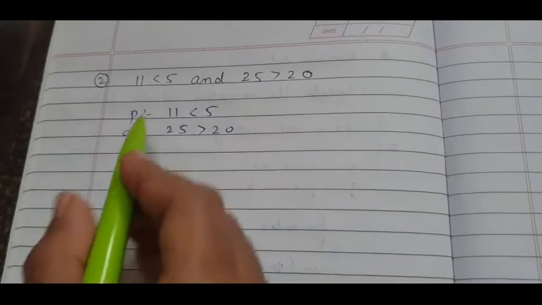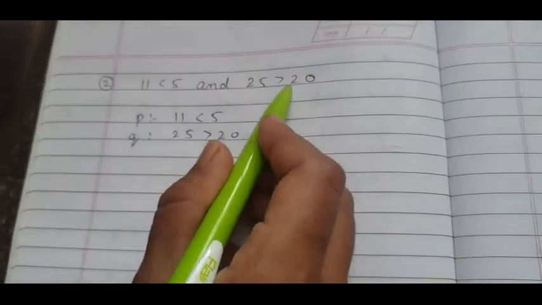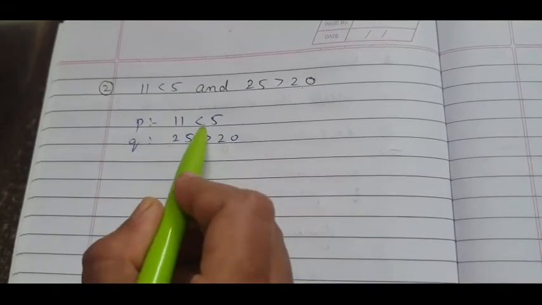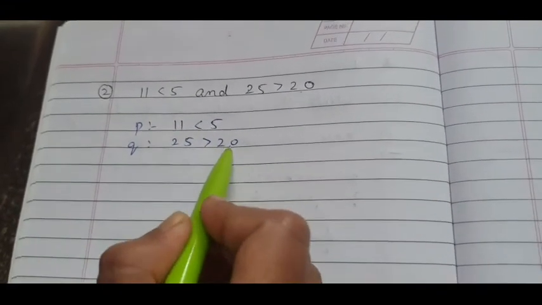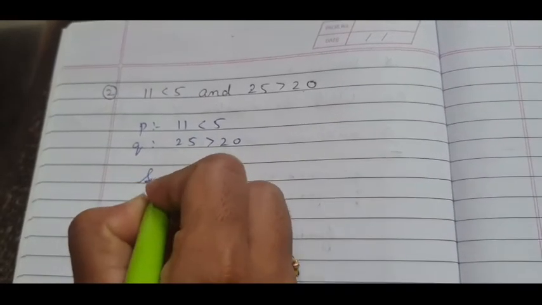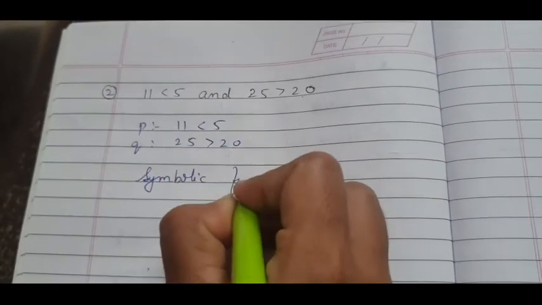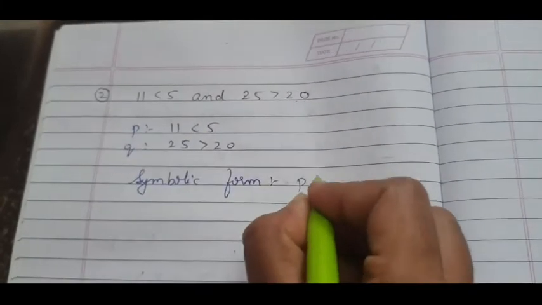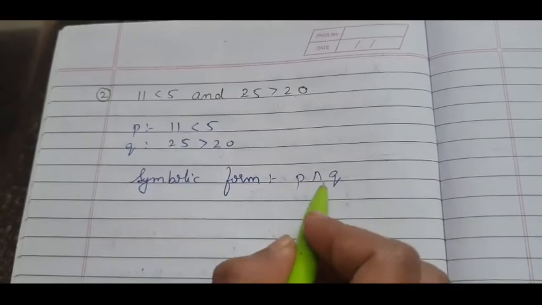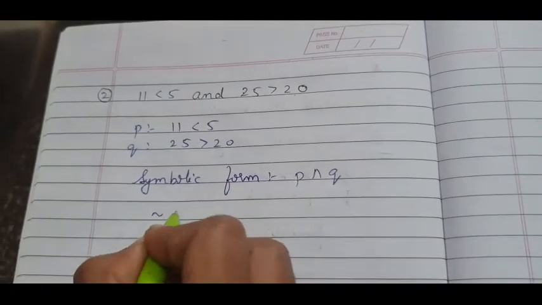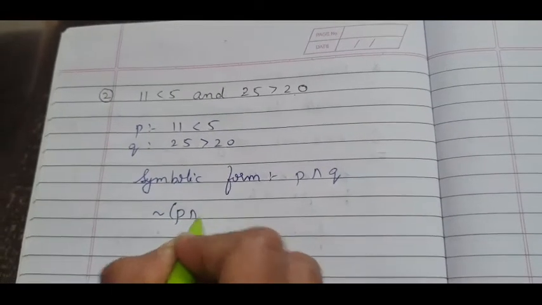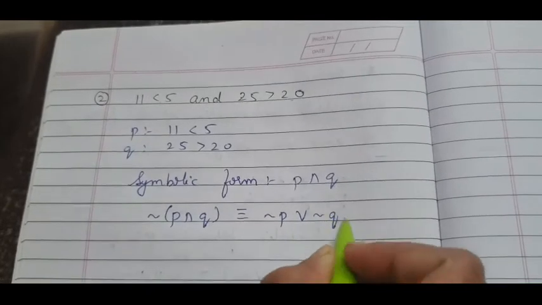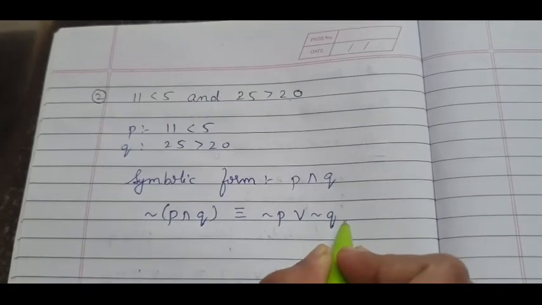Now the second question is 11 less than 5 and 25 greater than 20. We have 2 statements, P and Q. P is 11 less than 5 and Q is 25 greater than 20. Now we'll write the symbolic form of this compound statement. Here we have and, so we'll write P and Q. We have to find the negation of this. Negation of P and Q is equivalent to negation P or negation Q. This I have written from the formula which we have studied.